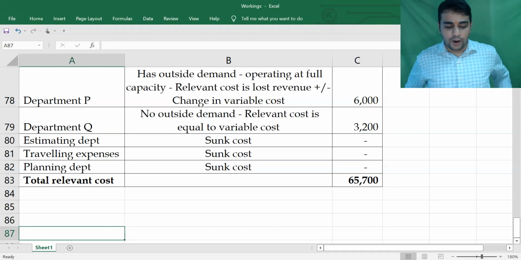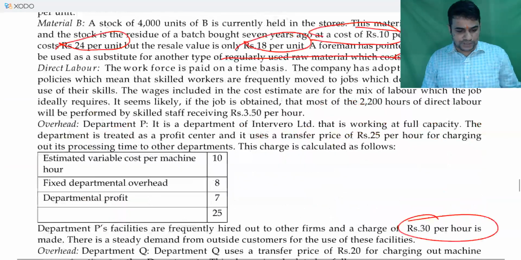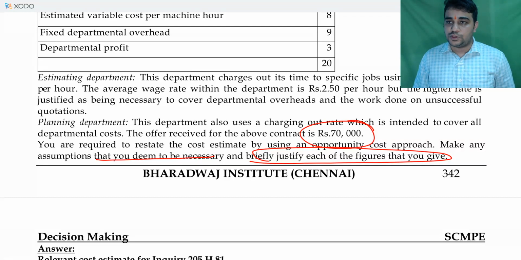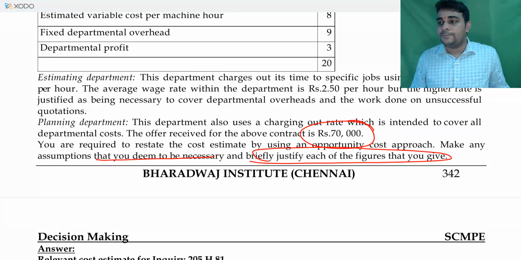And I have got an offer. The question has asked us to accept or reject an offer. They just said you are required to restate the cost using an opportunity cost approach. We have done that. Technically, if I have to make a decision, I'll go ahead with this contract because I've received an offer for 70,000. Earlier I was thinking of rejecting it. Now I think I should accept this, because the offer received is for 70,000 and my cost calculation says 65,700.